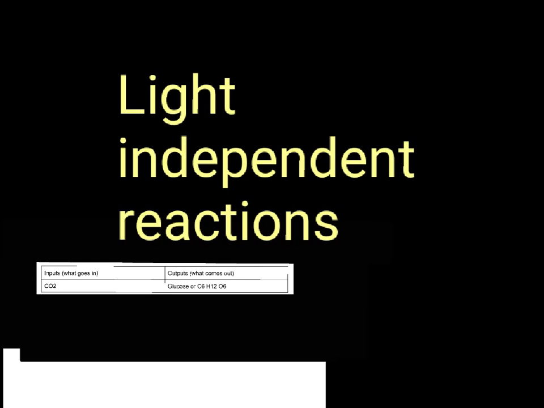Light-independent reactions. Light-independent reactions are also known as the Calvin cycle. The inputs, what goes in, is CO2 or carbon dioxide. The outputs, what comes out, is glucose, or C6H12O6, which is just glucose broken down into its chemical format.